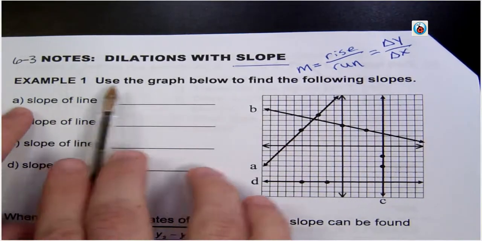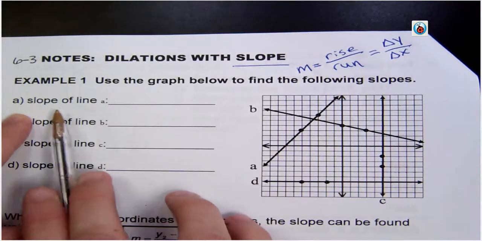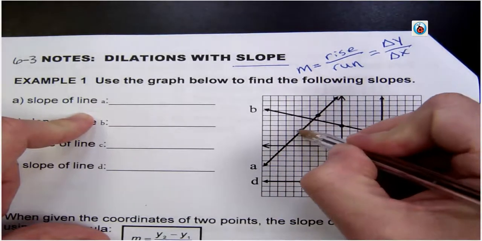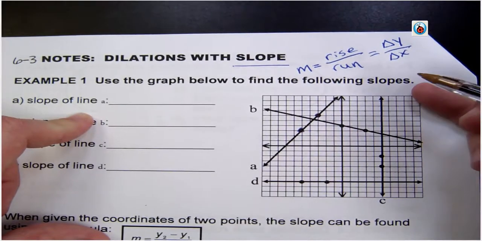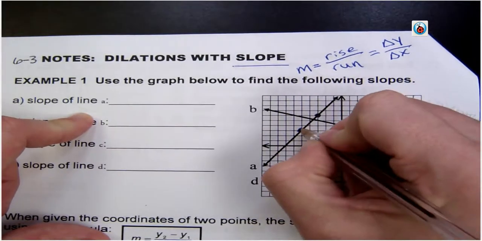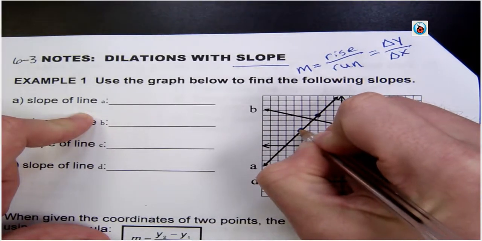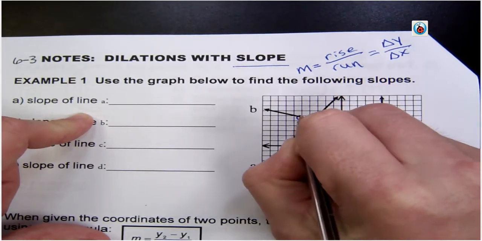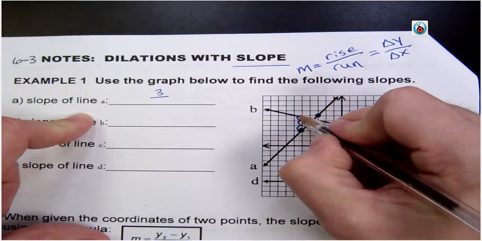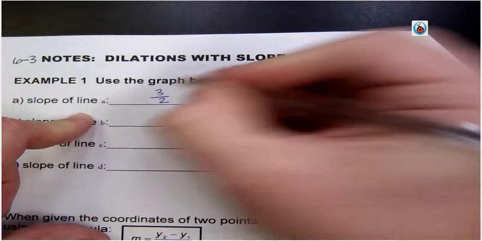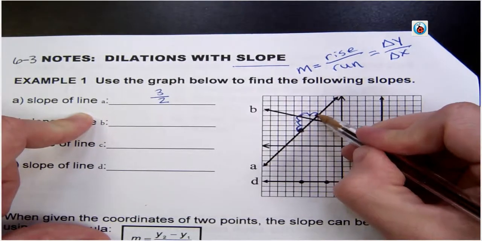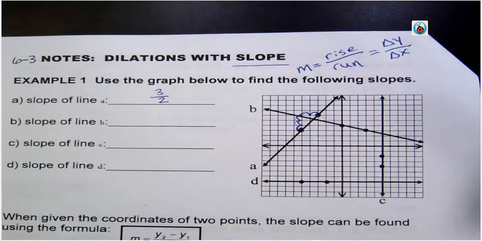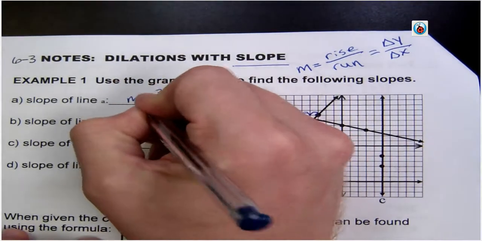So if we're using the graph below to find the following slopes, to find the slope of line A, I just look at line A, and you can choose any 2 points on line A. I'm just going to use the 2 that are already marked for us. And I'm going to count how much I rise over how much I run to get from one point to the other. So from this point to get to this point, I would have to rise 1, 2, 3. So my rise is 3, and my run is 2. So I would have to go up 3 and to the right 2. Alright, up is a positive direction, and to the right is a positive direction, so both of those are positive. So my slope is positive 3/2.